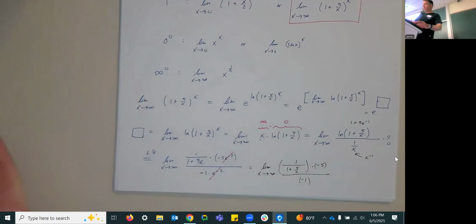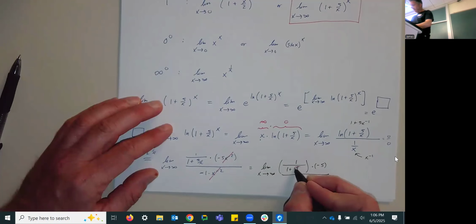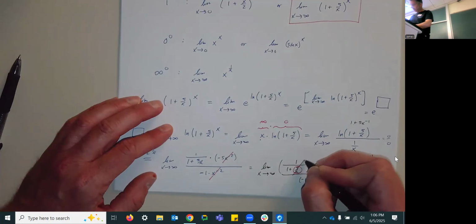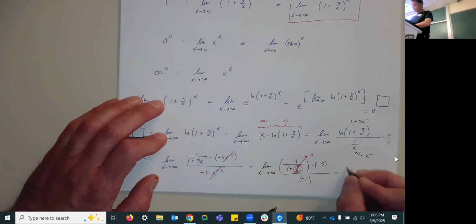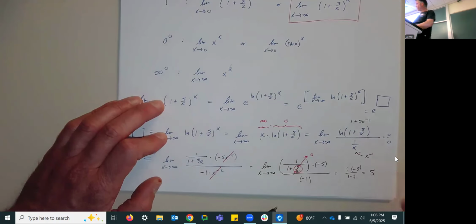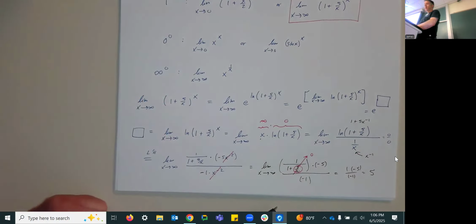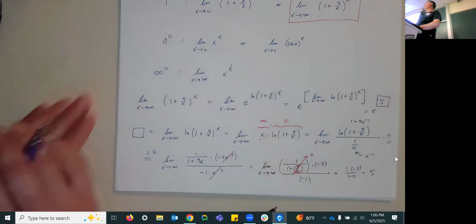As x goes to infinity, 5 divided by x gets really, really small. So you have 1 over 1 plus 0, which is just going to be 1, times -5 divided by -1, which is 5. And then our final answer is e to the 5th power.